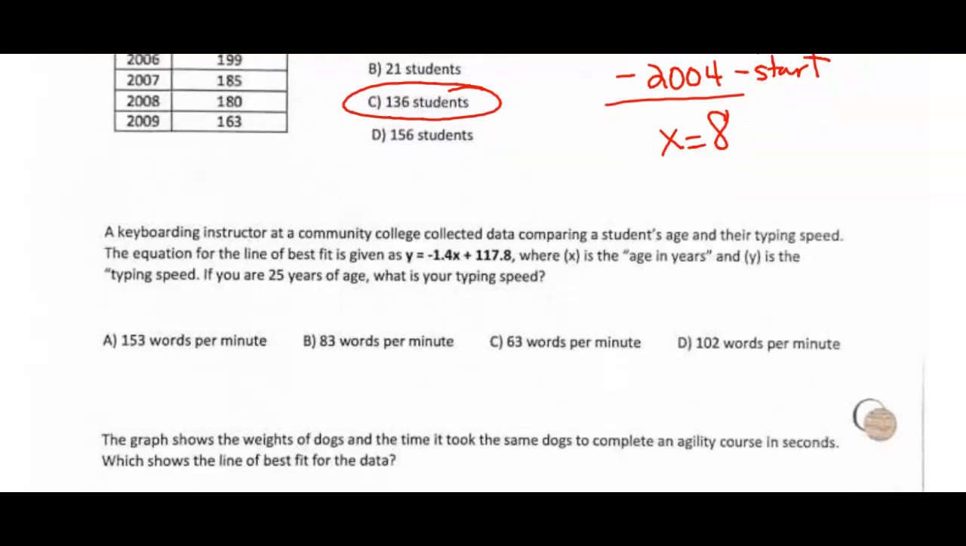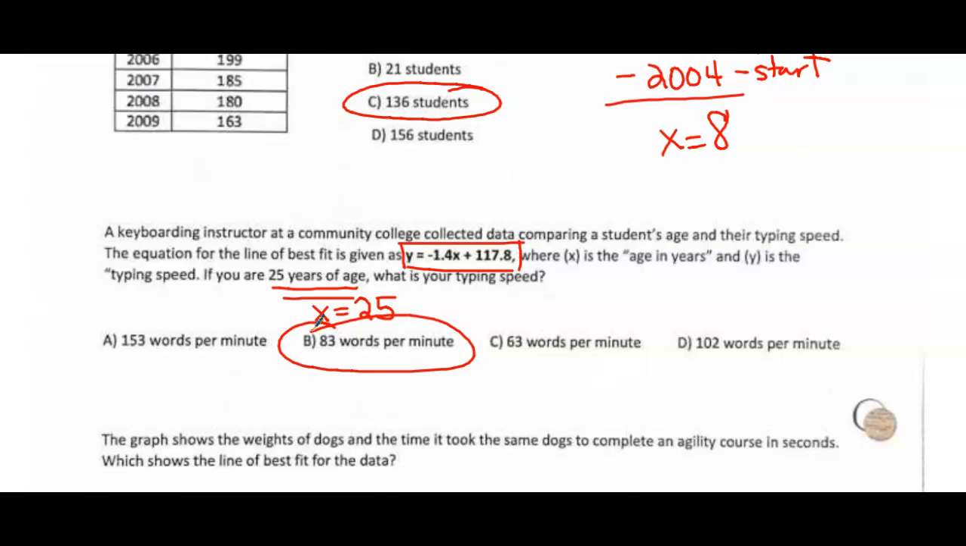The next one, a keyboarding instructor at a community college collected data comparing a student's age and their typing speed. The equation for the line was given. Once again, if it's given to you, use it. Where x is the age in years and y is the typing speed. If you are 25 years of age, that would represent x. So you're going to go to your table after you type in y equals negative 1.4x plus 117.8. You're going to look for x equals 25. And that answer is 83 words per minute.